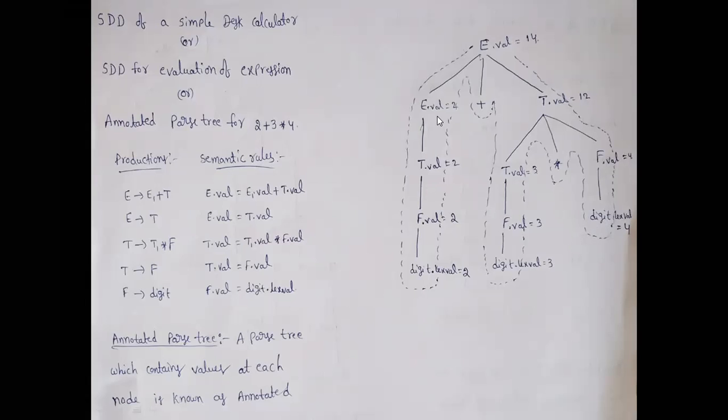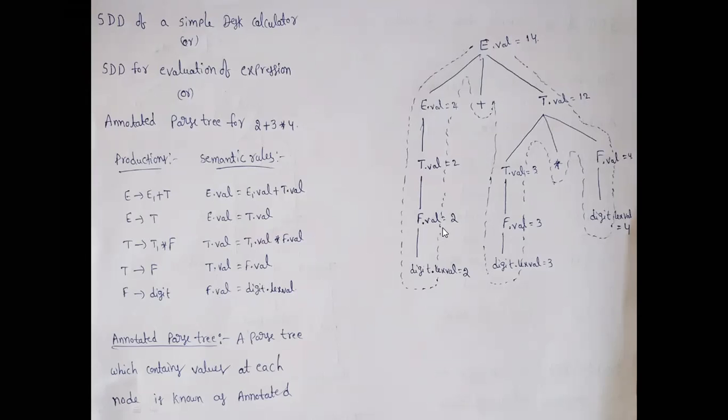Then now we are converting this one as an annotated parse tree. So what is the annotated parse tree? A parse tree which contains values at each node is known as the annotated parse tree. Then we are converting this parse tree to an annotated parse tree by using the traversal from top to bottom and left to right. So here first, digit dot lex value is equal to 2. Then we are moving. So digit dot lex dot value, we are converting the production F produces digit.